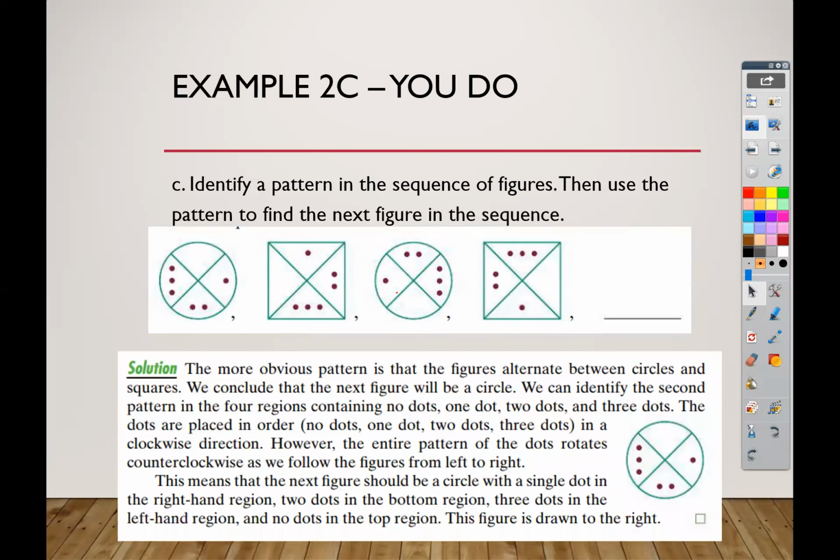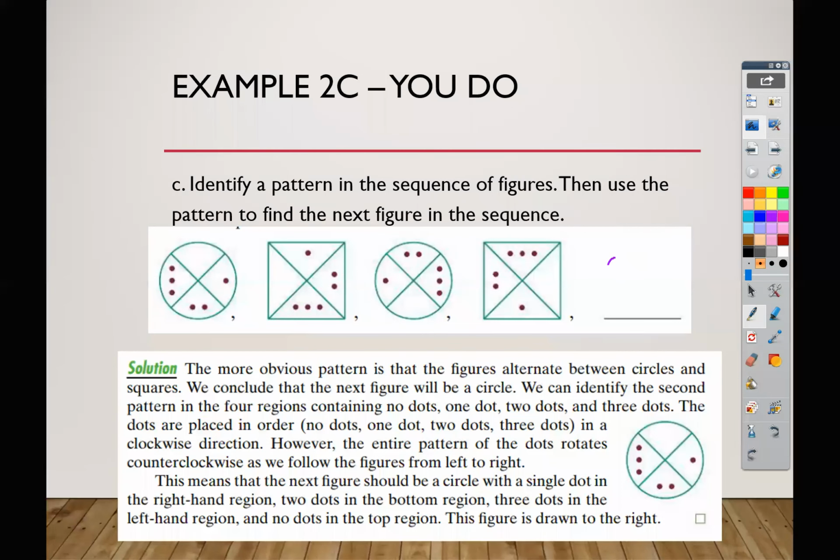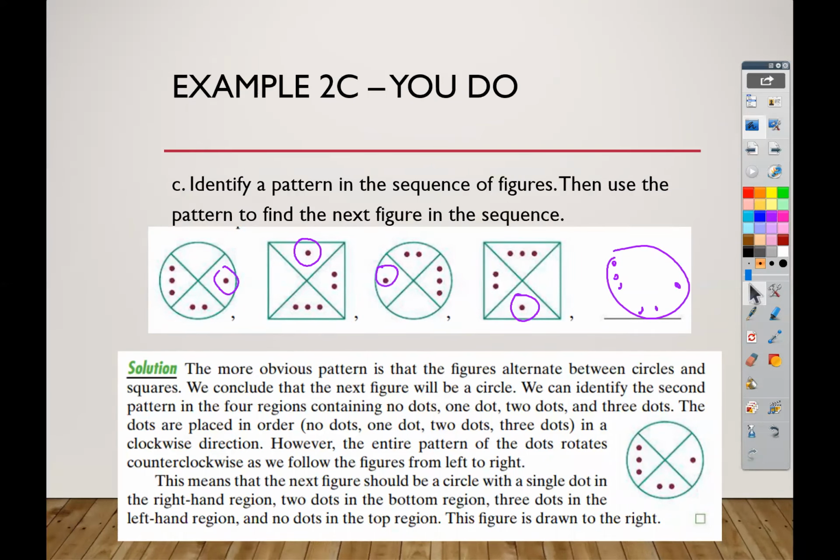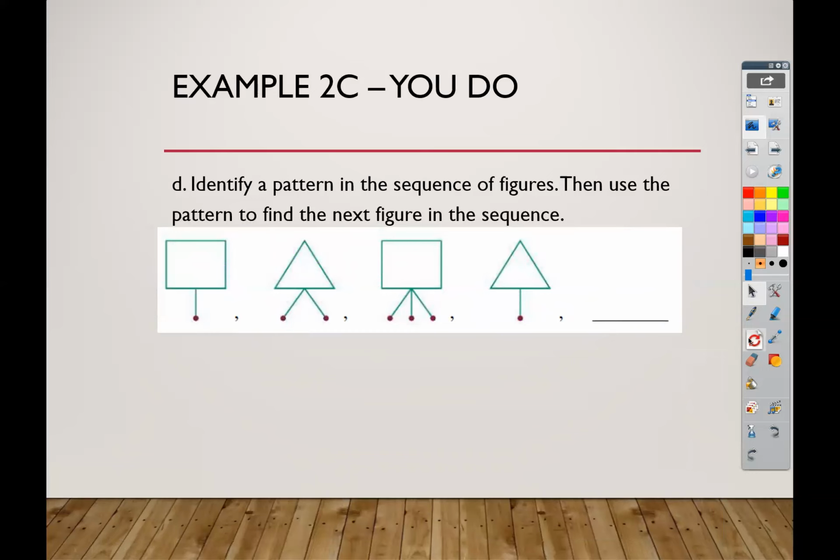So we've got a circle, square, circle, square, circle. And then look at the dot that has 1. It's going counterclockwise. So you would have here, here, and here. Okay, now you get to do this one too, so pause it. And it's a square, so square, triangle, square, and then 1, 2, 3, 1, 2.